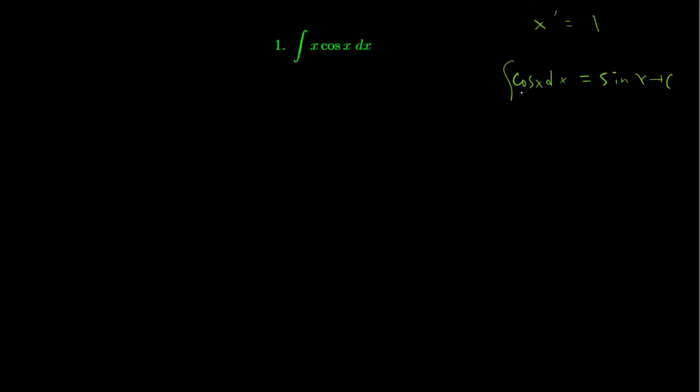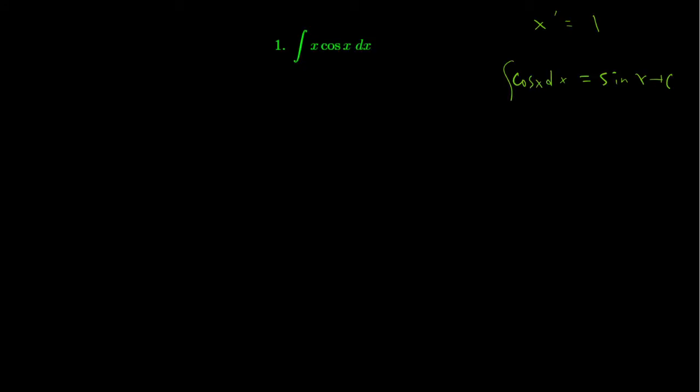Using our common sense, sine of x, which is the antiderivative of the other factor, is not more complicated than cos of x, right? Use common sense to understand what I mean by simpler and not more complicated. The derivative of x is equal to 1, which is simpler than x. The antiderivative of cos of x is sine of x, which is not more complicated, right?